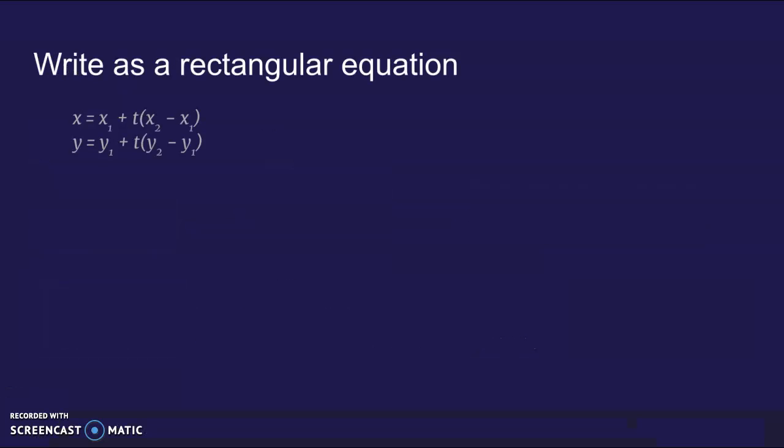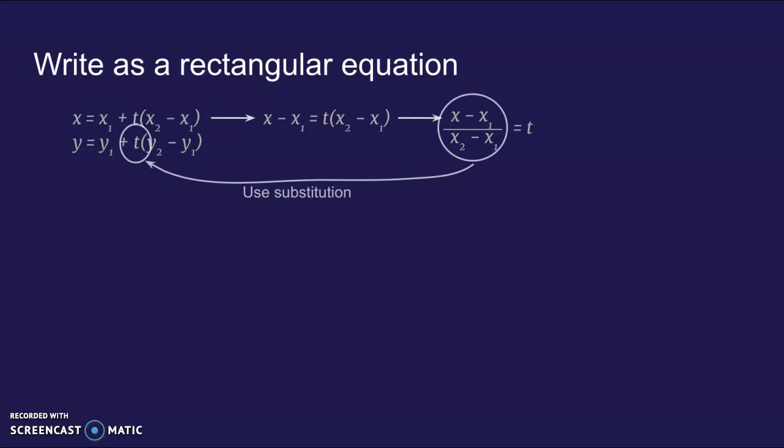All right, well, here's something different. What if I want to write this parametric equation in rectangular form? Remember, I want to try to get rid of the t, so my strategy is going to be to isolate t in the top equation. So first off, I subtract x sub 1 from both sides, and then I divide both sides by x sub 2 minus x sub 1, and that equals t. Now that I've got t isolated, I can use substitution, and there's the equation rewritten.